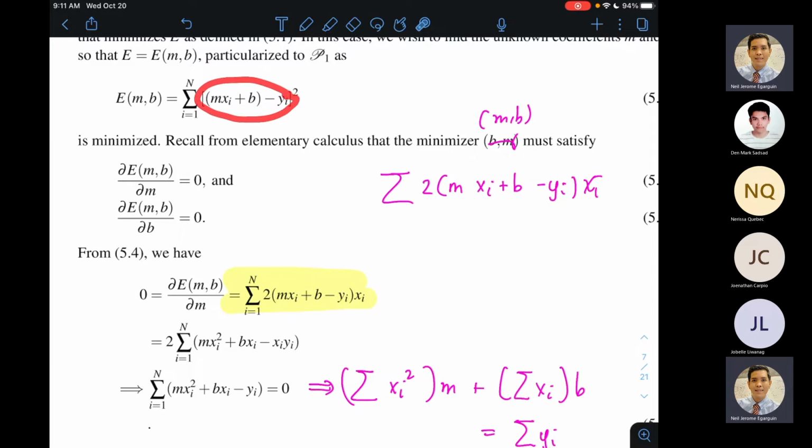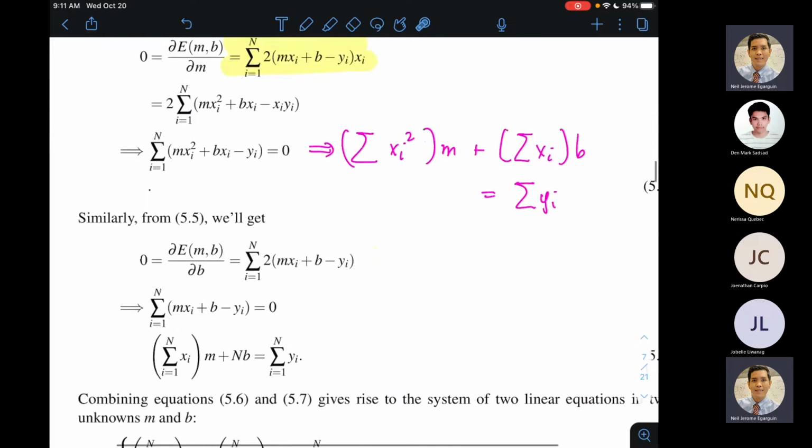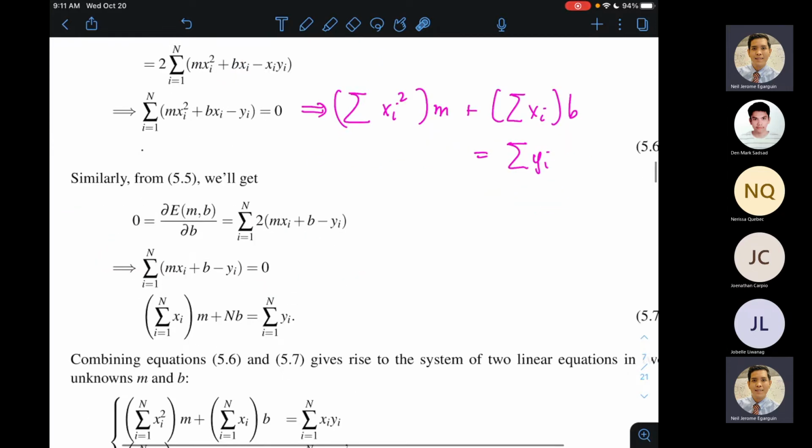Everything without the b will be treated as a constant. So mxi will have 0 derivative. Y sub i will have 0 derivative. Derivative ni b with respect to b ay equal kay 1. And that's why ito yung makukuha yung partial with respect to b. And again, I can divide both sides of this equation by 2. I get this guy. And then simple manipulation using properties of summation will lead us to this.